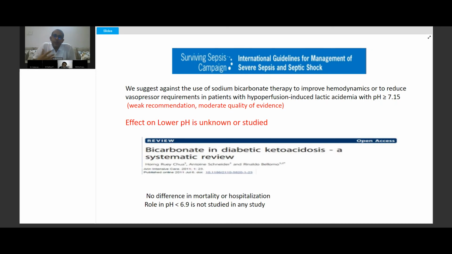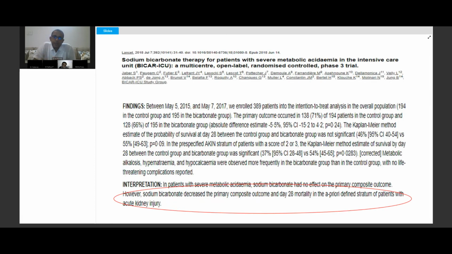BICAR-ICU is one of the landmark ICU studies, where they compared the use of bicarbonate in severe metabolic acidosis. They found that in the overall patients it did not cause any benefit. But in a subgroup of the population who have AKI, stage 2 or stage 3, they found there was a slight benefit in the mortality and the need for CRRT in these patients.